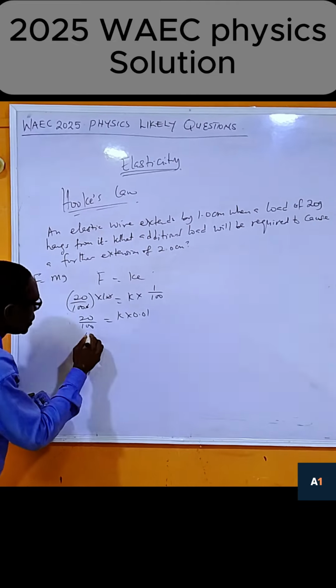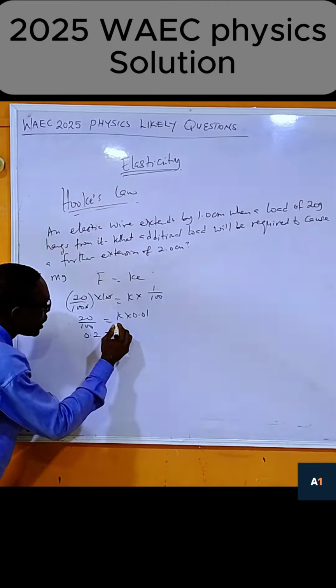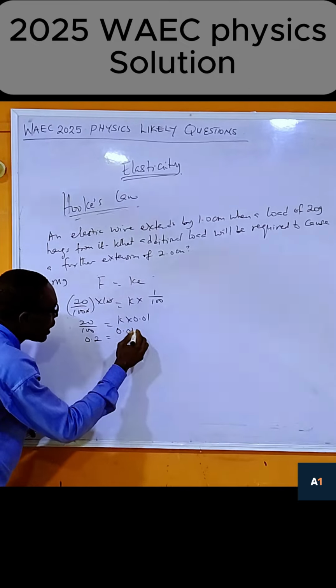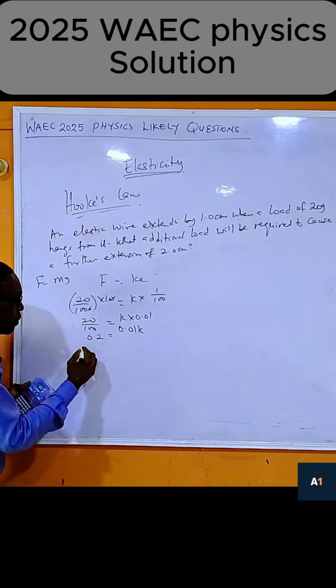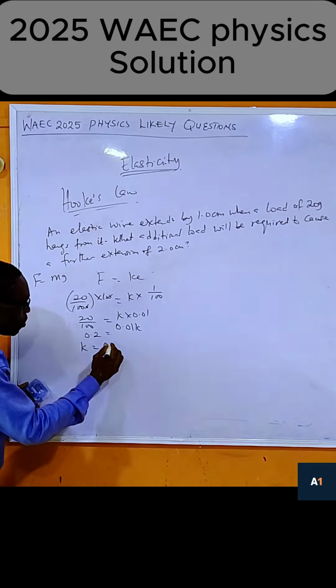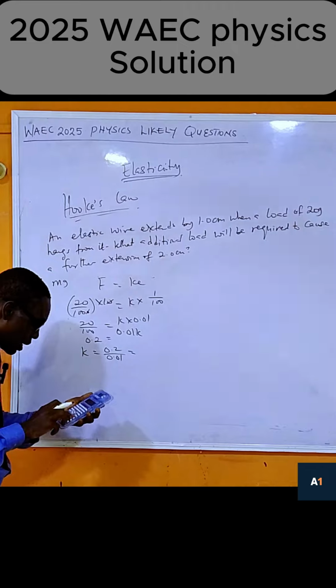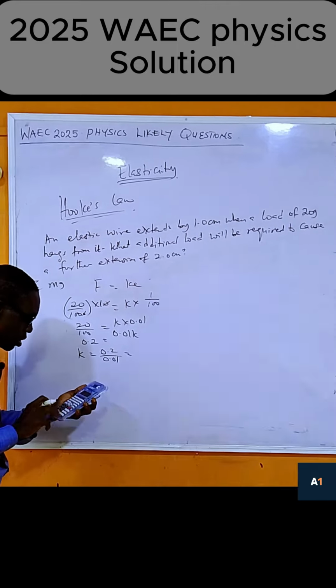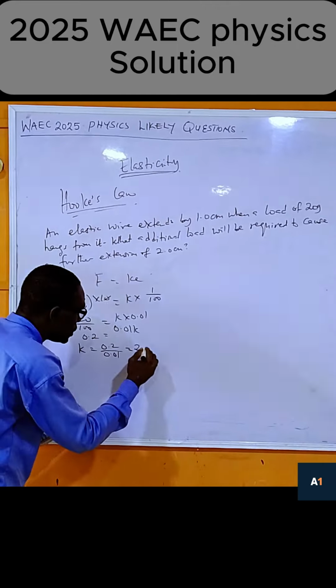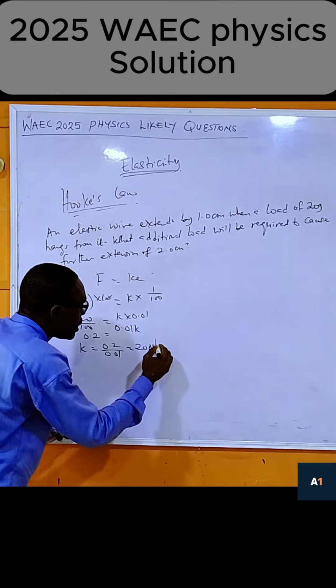So, this one will now be 0.2 equal to 0.01 K. Make K the subject of the formula. K will now be equal to 0.2 divided by 0.01. So we now have divided by 0.01. We have 20 Newton per meter.